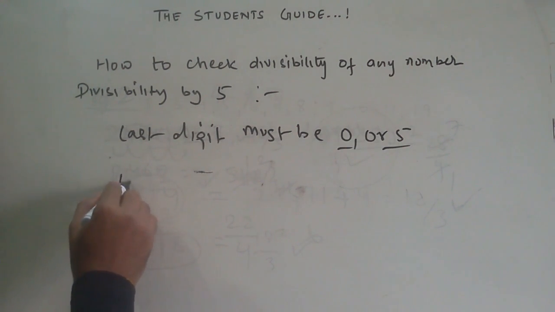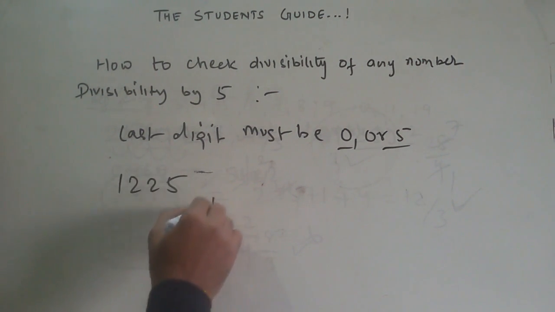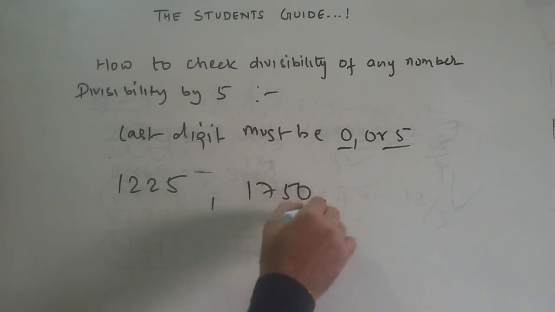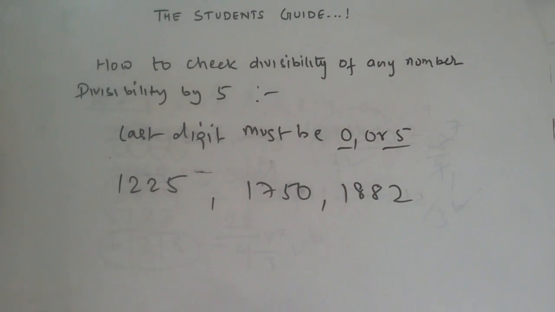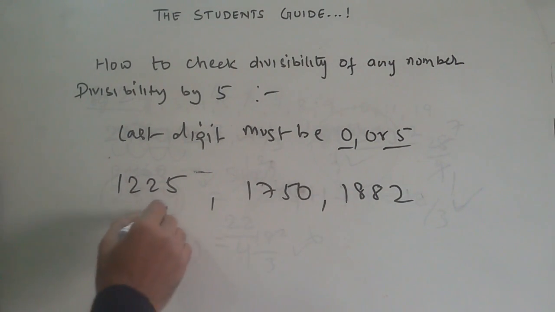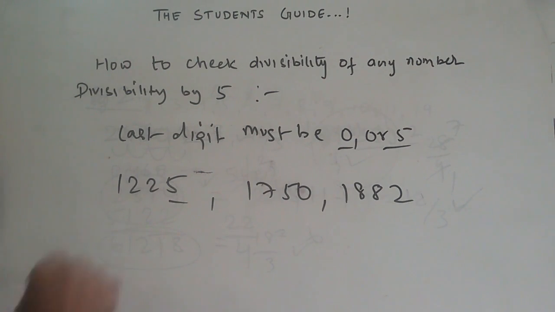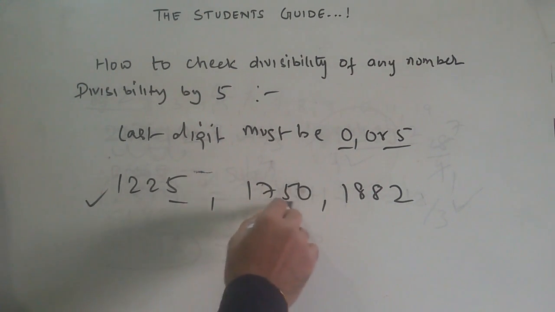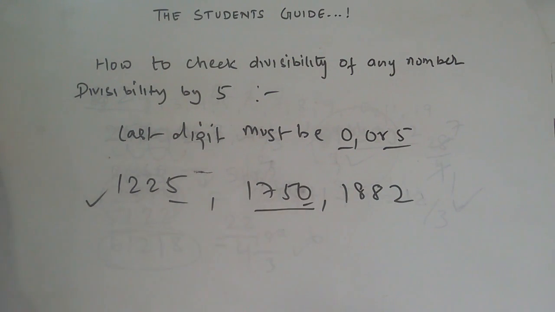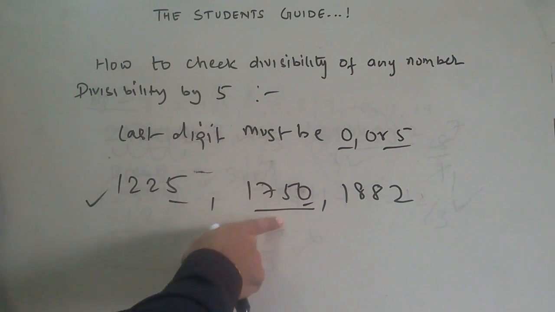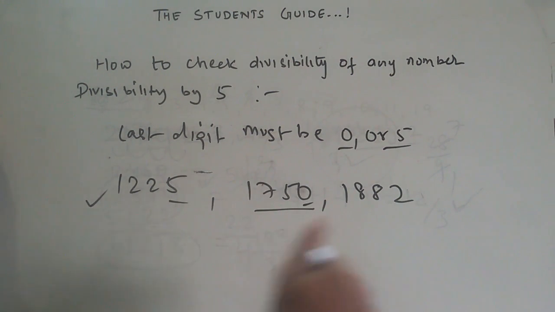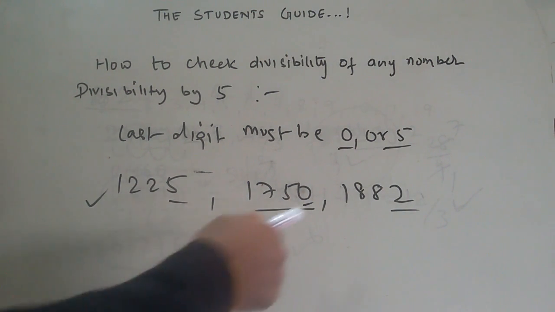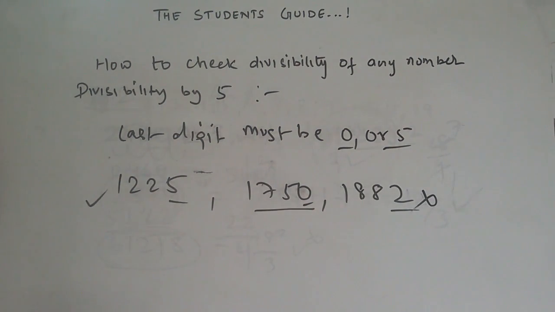For example, we are given 1225, 1750, 1882. The last digit of the first number is 5, so this whole number will be divisible by 5. What is the last digit of the second number? 0. So this whole number will be divisible by 5. But in the third case, the last digit is neither 0 nor 5, so we can say that this number is not divisible by 5.